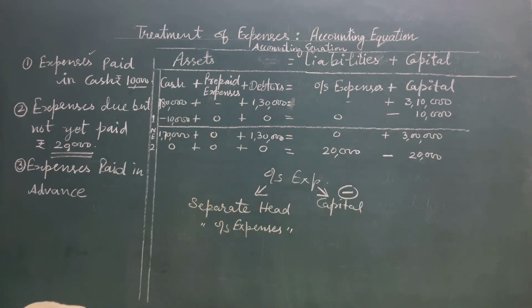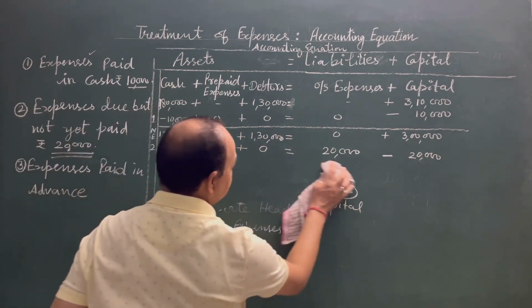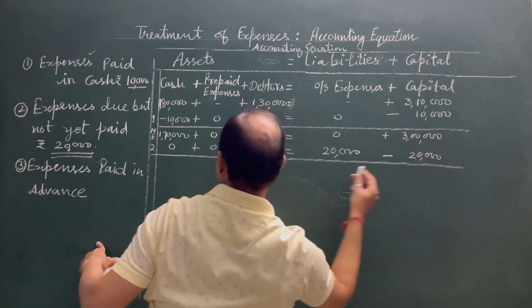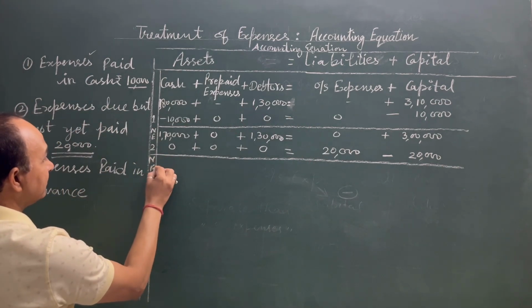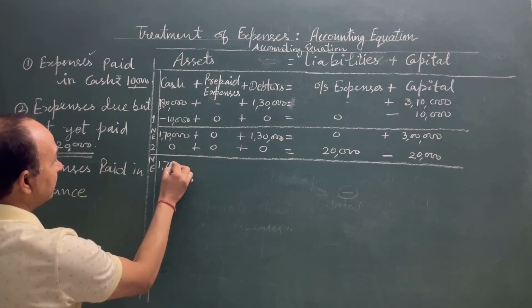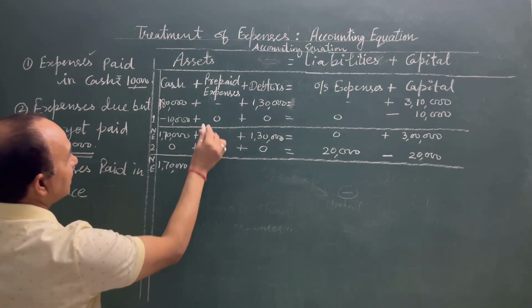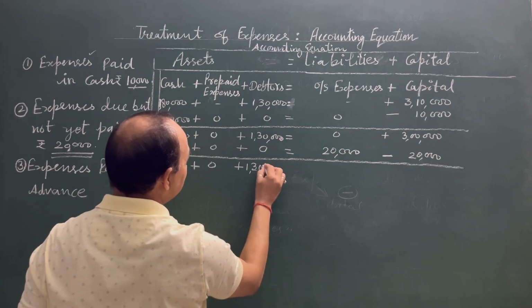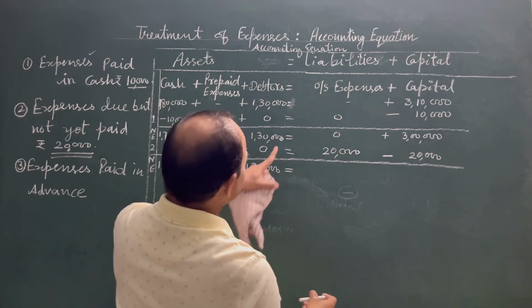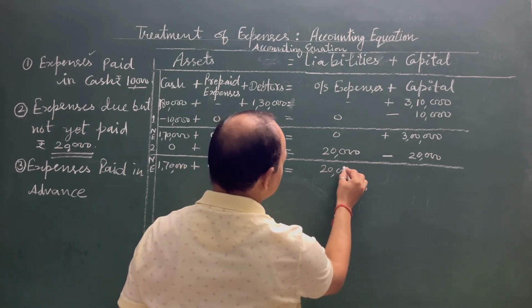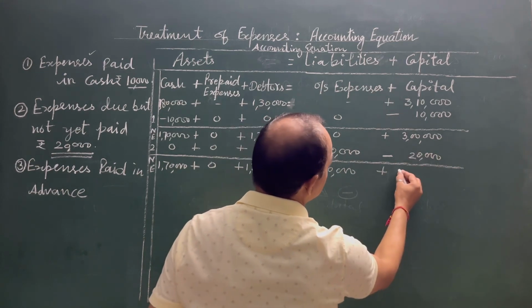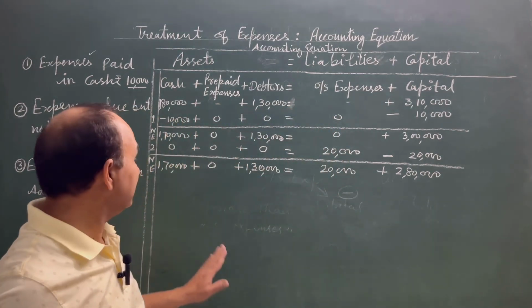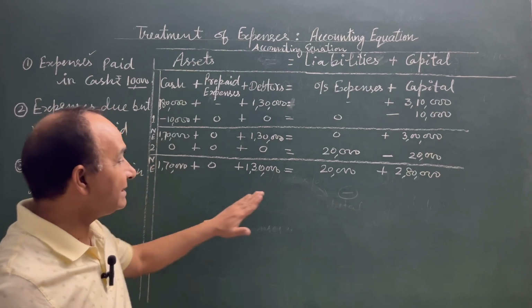And after this, now let's calculate the new equation. Underline firstly, then write the new equation. Cash unchanged 170,000, prepaid expenses nil, debtors unchanged 130,000, no effect so far, outstanding expenses 20,000, and capital reduced to 2,80,000. See, after every transaction, assets are always equal to liabilities plus capital. You can see the total.